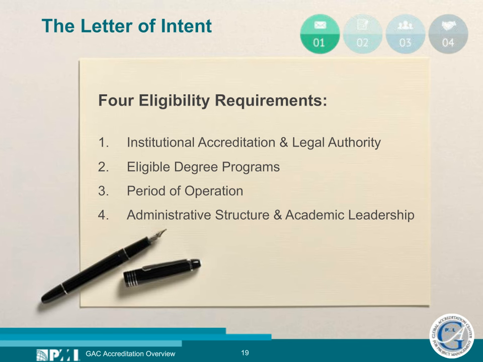The primary purpose of the letter of intent is to ensure that the prospective applicant program meets the initial eligibility requirements to pursue GAC accreditation. As a result, in addition to providing key demographic information, such as the name of the program, its location, and primary points of contact, the program also submits evidence that it meets the 4 eligibility requirements noted on this slide.